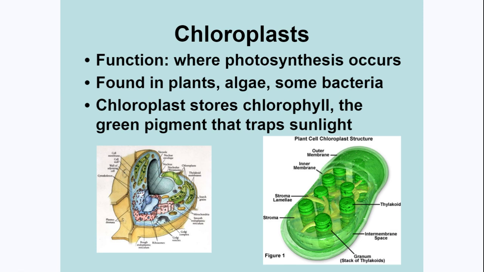So under type of cell, I want you to put plants, algae, and some bacteria. These cells have the ability to do photosynthesis so they can make sugar, and then all creatures will use that sugar in order to make that gasoline called ATP. So we're going to have a unit where we do photosynthesis and respiration together because they go hand in hand. And under unique characteristics, you know that chloroplasts store chlorophyll, which is a green pigment that traps sunlight. And pause the video if you need to.